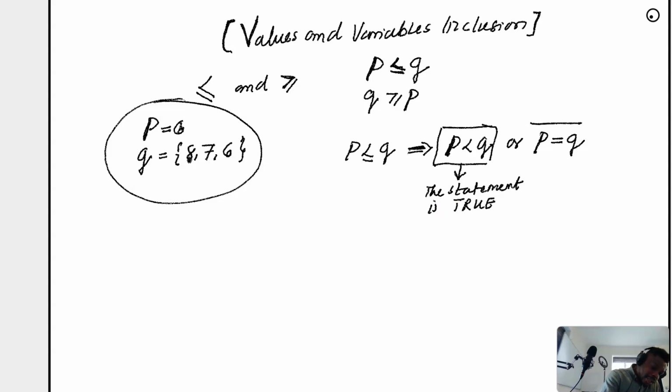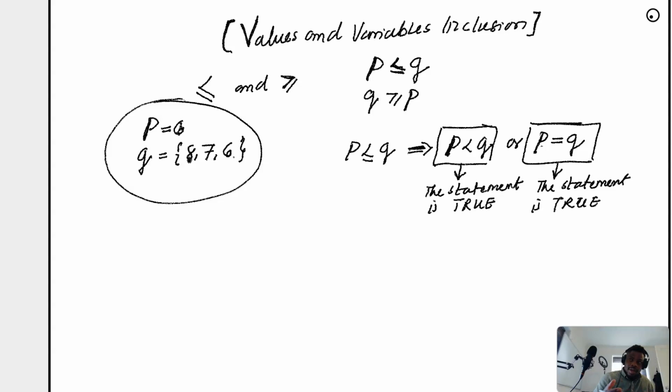Now, let's check this one here. This says P is equal to 6. P is 6. Q also has a range of values that is 6. So 6 is equal to 6. So here, the statement is true. So you can see that. So here we can actually tell you that P is less than or equal to Q.